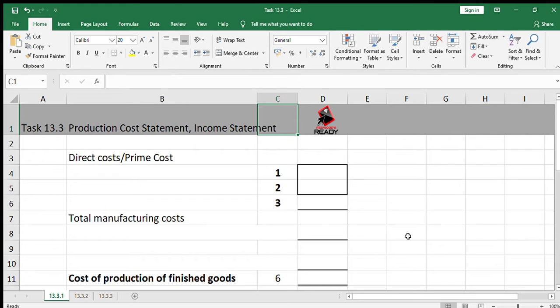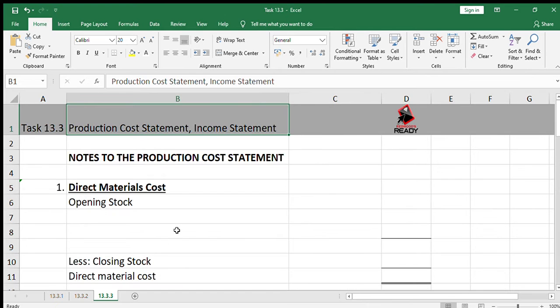Mabula Manufacturers produces cricket bats that they then sell to various sports retailers at a markup of 50%. Their financial year ends on the 28th of February each year. So we're going to be doing the production cost statement, the income statement, and all the relevant notes in order to show the workings. We're actually going to start with 13.3.3 first. That means we're going to be doing the notes first.